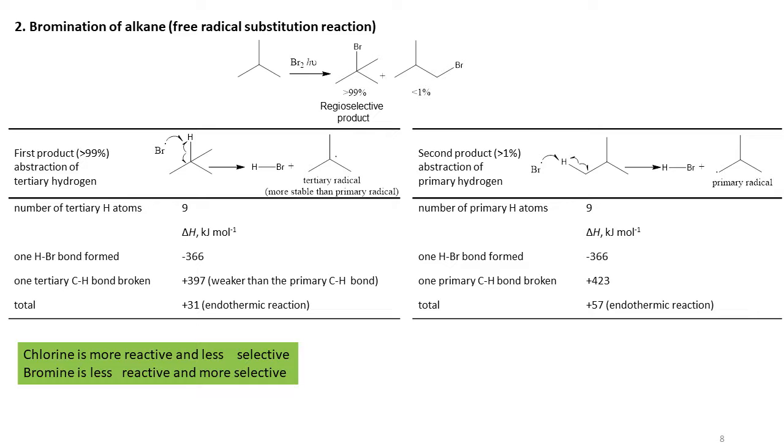While in bromine, the first step of propagation is endothermic, as shown here. So this is why the main factor for the reaction is the stability of intermediate radicals. So the tertiary radical is more stable than primary radical. So bromine is less reactive but more selective, and the yield is 99% for tertiary butyl bromide.